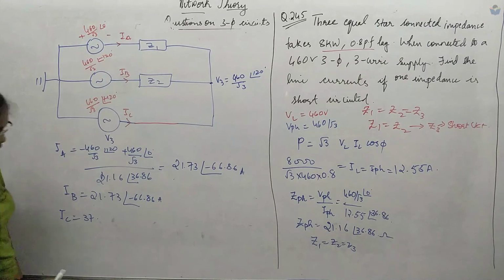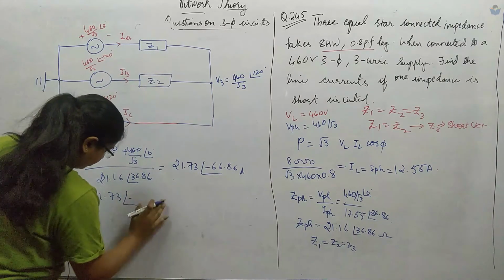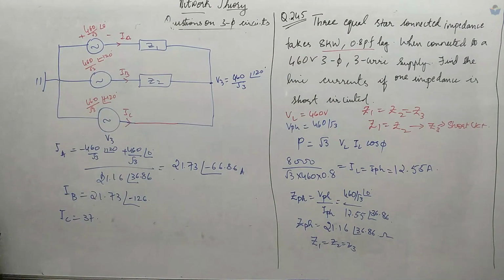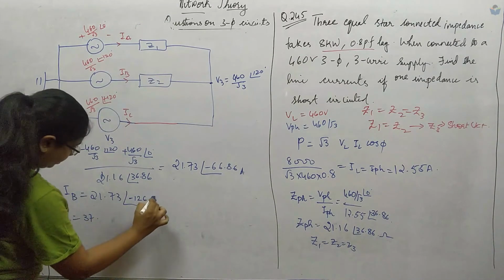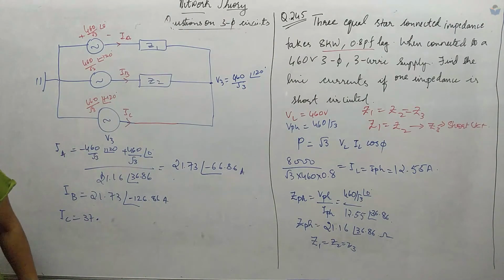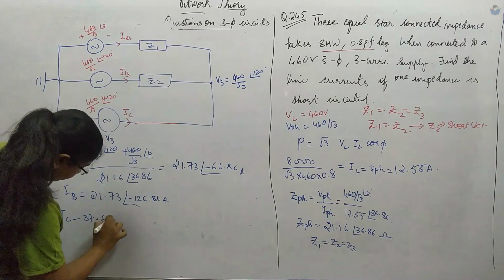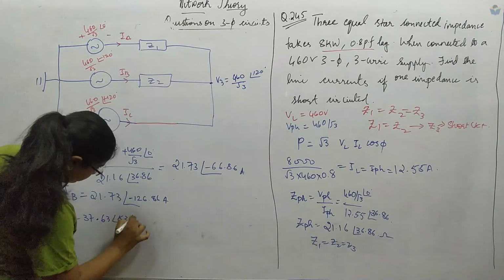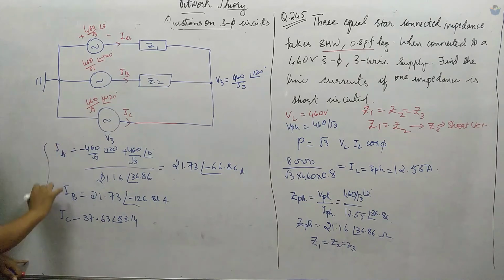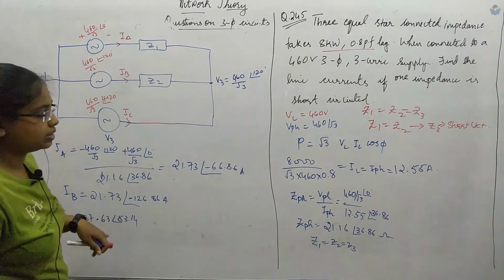Angle 126.86, minus 126.86 amperes, and for IC you will get 37.63 angle 83.14. So these are the answers. When you put it in the calculator, you will get these answers.